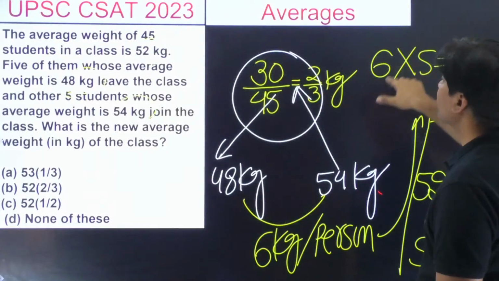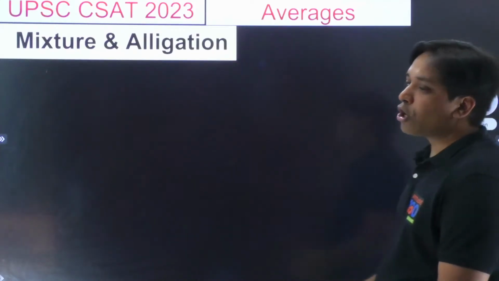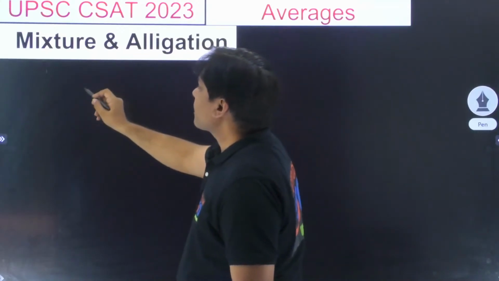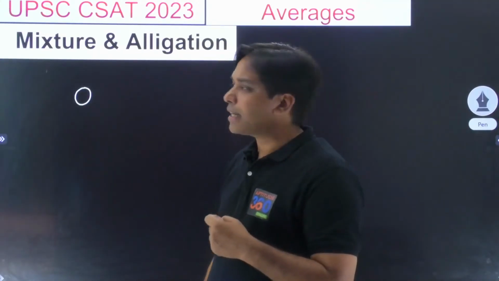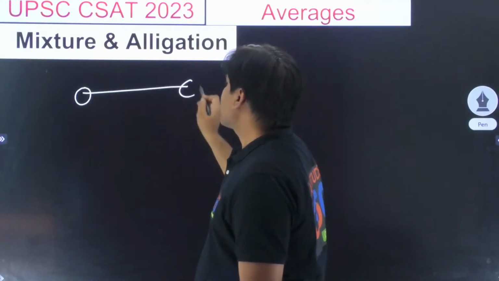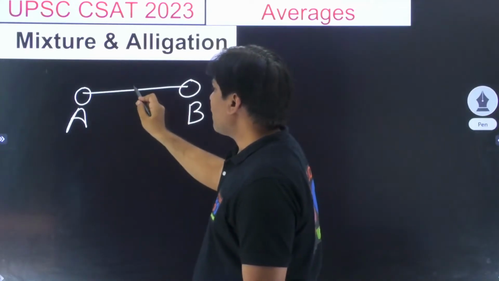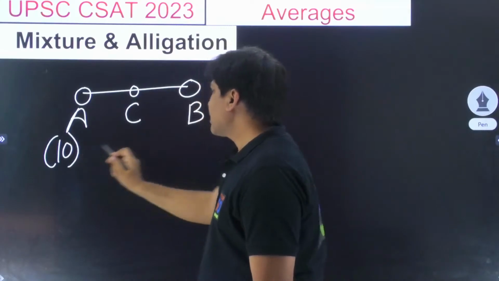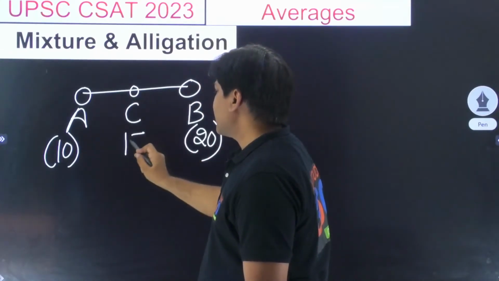Now, let us talk about mixtures and alligations. Let me know in the comment section, did we do mixture and alligation in the class? So this is A, मान लो A and B. I would say this, I got a point C. The value of point A is 10, the value of point B is 20, and say this is 15, right?